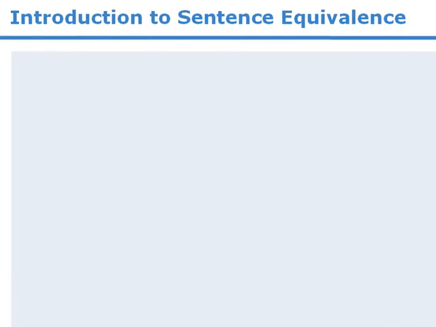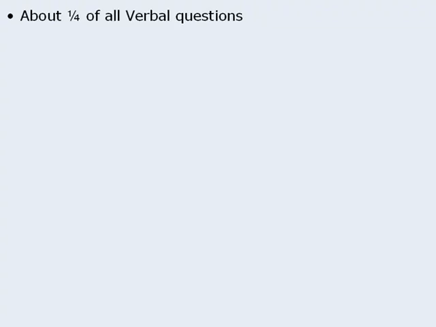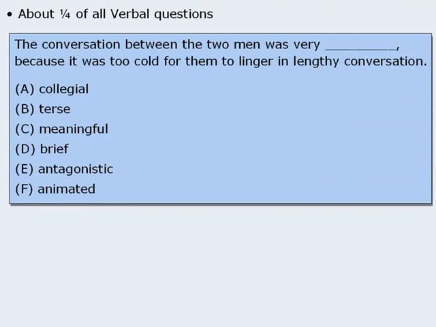Welcome to this introductory lesson on sentence equivalence questions. Now, this question type makes up approximately 1/4 of the verbal questions you'll see on the GRE, and the format is always the same. You'll get a sentence that has a word missing, and there will be 6 answer choices that accompany the sentence. Your task here is twofold.